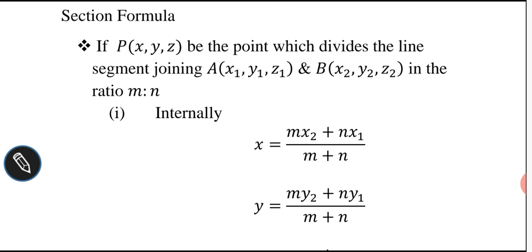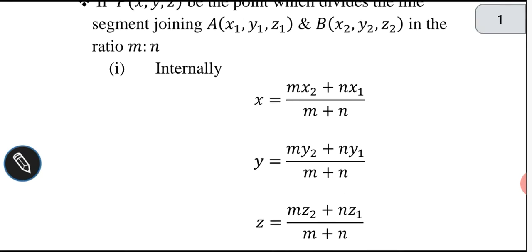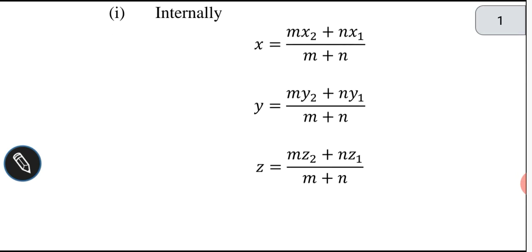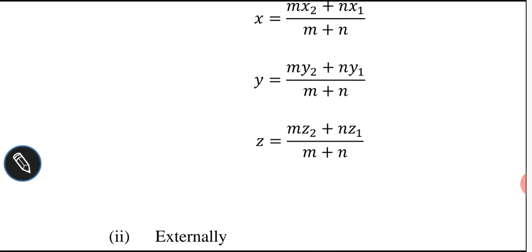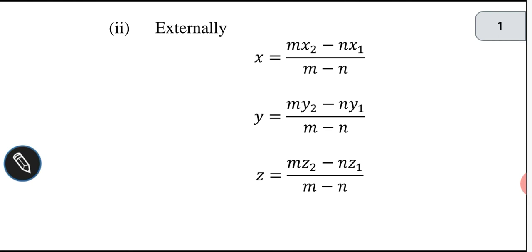Okay, for internally divides means x equal to (m x2 plus n x1) divided by (m plus n), y equal to (m y2 plus n y1) divided by (m plus n), z is equal to (m z2 plus n z1) divided by (m plus n). Okay, for externally x equal to (m x2 minus n x1) divided by (m minus n), y equal to (m y2 minus n y1) divided by (m minus n), z is equal to (m z2 minus n z1) divided by (m minus n).